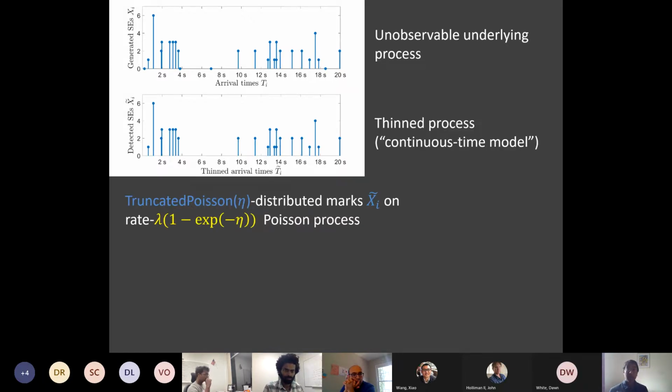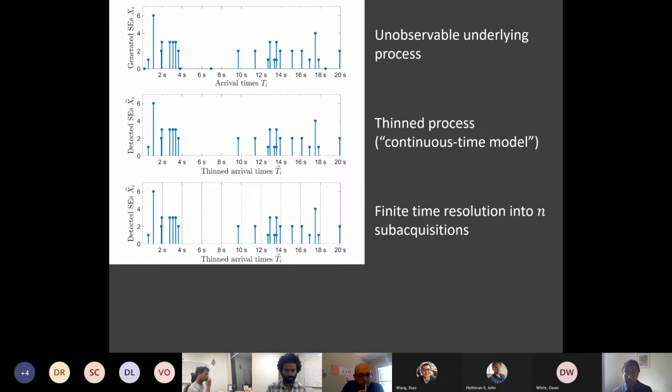Because we can't observe the arrivals that have a mark value of 0, there's a thinned Poisson process that is in some sense observable. At least, if I had fast enough time resolution at a detector, this is in principle somehow observable. And this is what we call our continuous time model. Now, the arrivals in the original Poisson process were rate lambda. This thinned process has a little bit lower arrival rate. It has that factor 1 minus e to the minus eta. And the marks used to be Poisson distributed, but now we've truncated that Poisson distribution by throwing out zeros because we can't observe those.